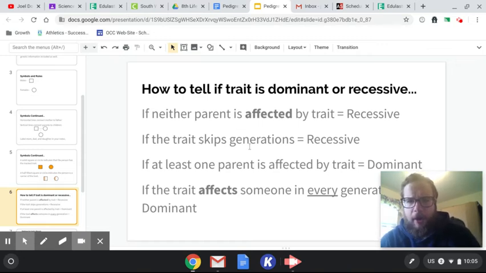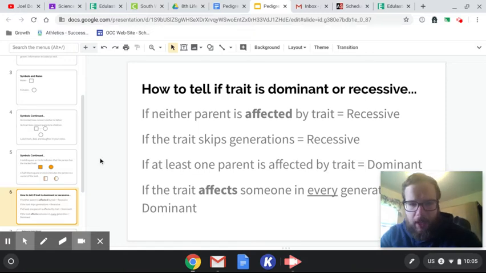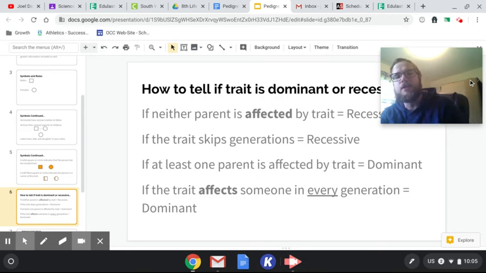If at least one parent is affected by the trait, then it is dominant. What does that mean? That means you can't be a carrier of a dominant trait. If you have the dominant trait, then you've got whatever that trait is, right? You can't mask a dominant trait. It's not going to be hidden because it's dominant. So if at least one parent is affected by the trait, then you've got dominant. If the trait affects someone in every generation, odds are it is dominant.